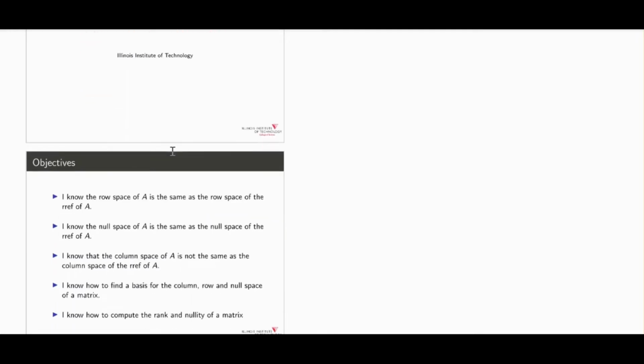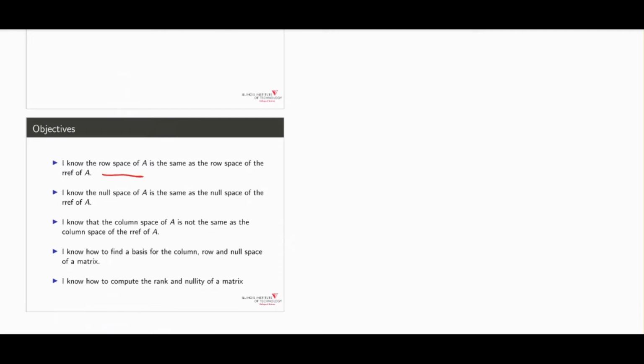All right, let's begin by looking at the objective for this video. At the end of this video, you should know that the row space of A and the row space of the RREF of A are the same. That's true for the null space also. But the key thing is that the column space of A is not the same as the column space of the RREF of A. We'll look at why this is true. And you need to know how to find a basis for the row space, column space, and the null space, and then you will be able to obtain the rank and the nullity of the matrix. As you can see, there are a lot of things going on here that we have to know.